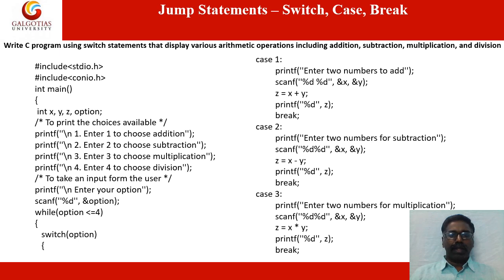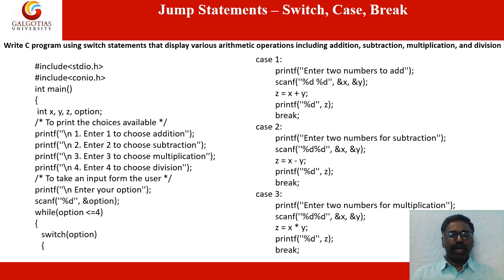Here we have another example of a C program with a switch statement to display various arithmetic operations including addition, subtraction, multiplication and division. According to the user choice, we are going to do these operations. We are declaring our own variables, and then we are declaring a menu-like structure: enter 1 to choose addition, enter 2 to choose subtraction, 3 for multiplication, 4 for division, and we ask the user to enter your option.